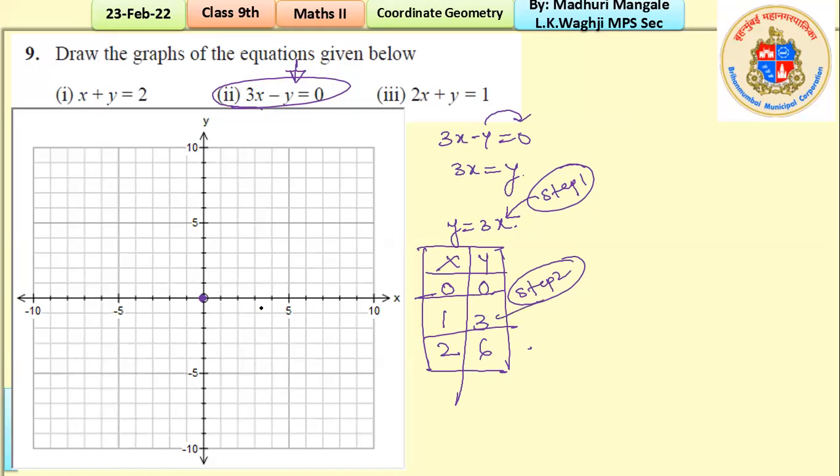yeah, 1 comma 3. So x is 1 and y is 3. So moving up, this point is 1 comma 3 and then 2 comma 6. So starting at x equals 2 and moving up 6 units over here. So that's the point. And joining them, we get a line which is the graph.